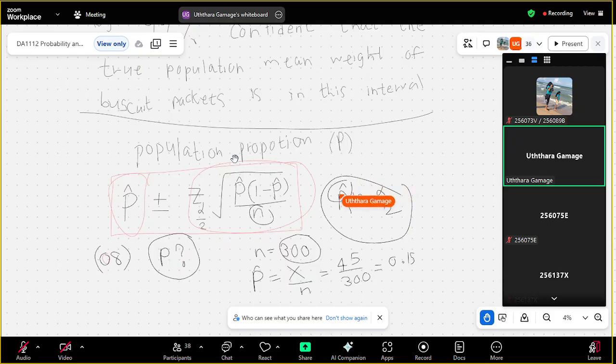Okay, now we have P hat here. Now we have N here and alpha divided by 2. This is a 95% confidence interval. So alpha is 5% or just 0.05 and alpha divided by 2 is 0.025, right? So I have to find the critical value, Z of 0.025, right? Okay.